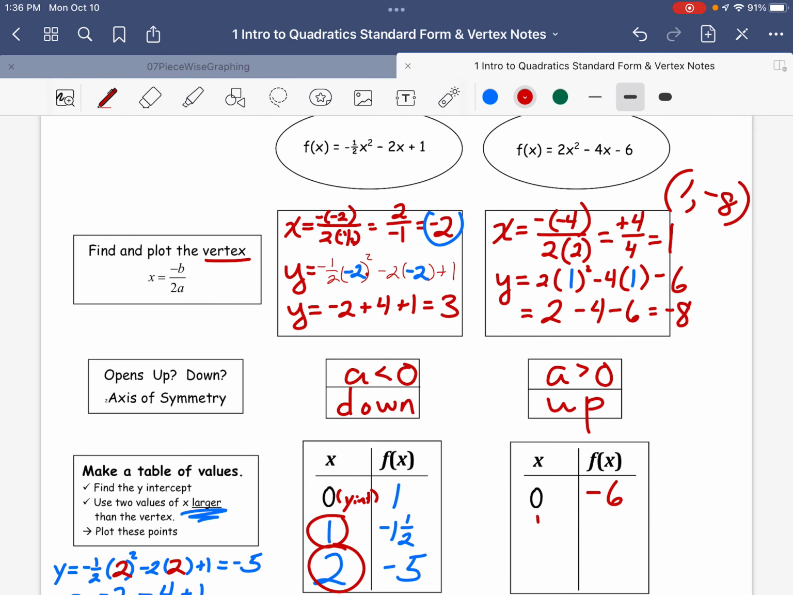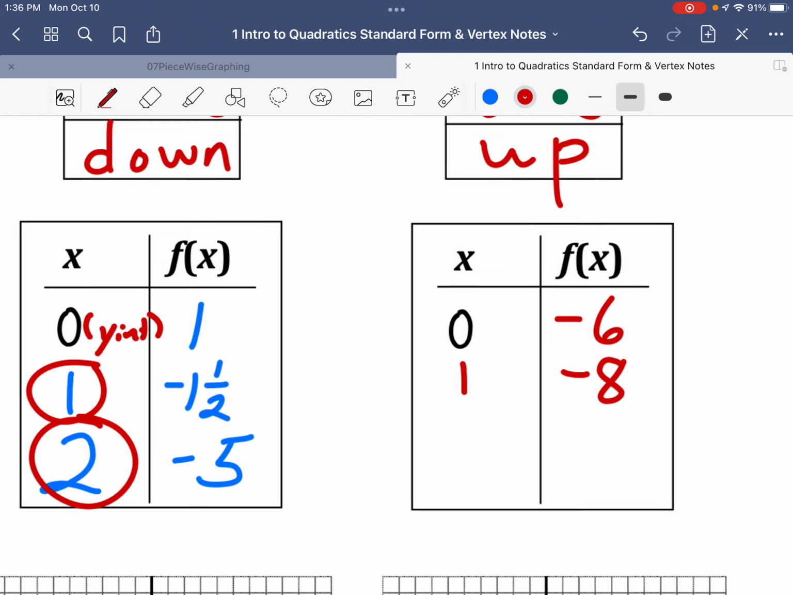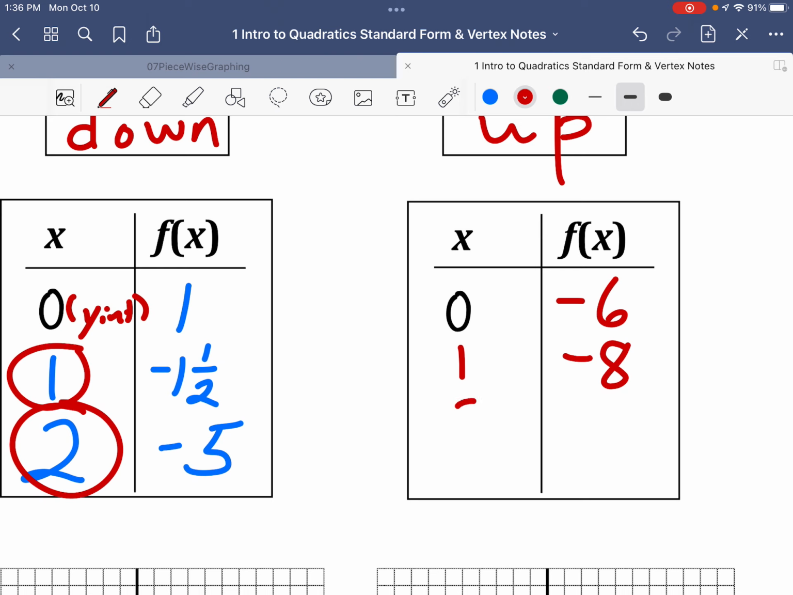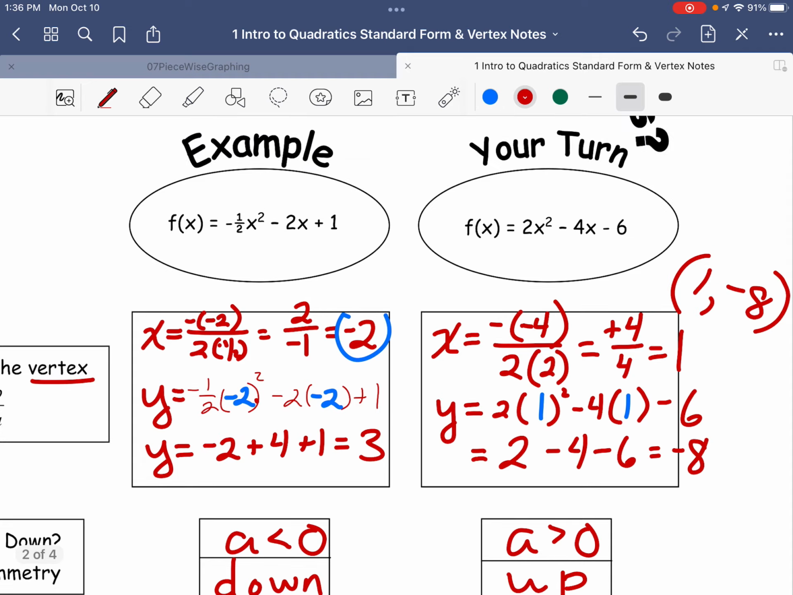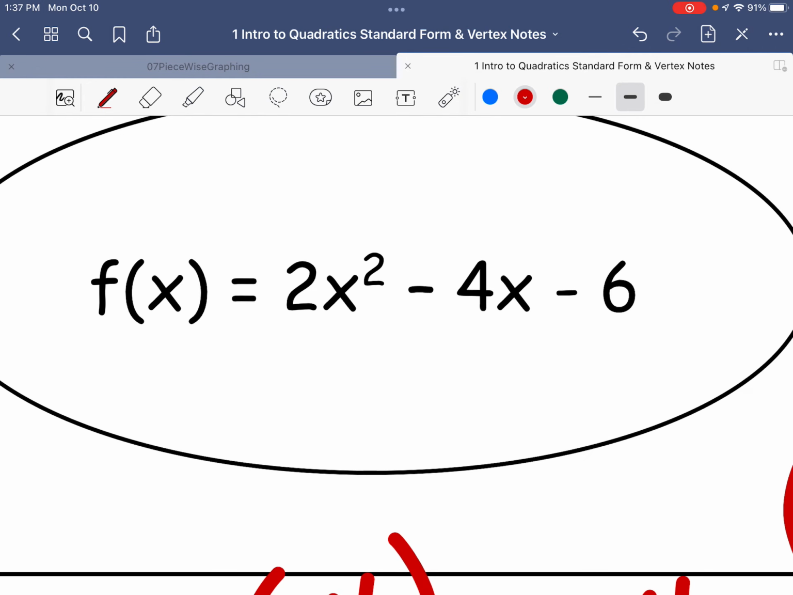Now remember, you want some points that are just greater than your vertex. As I mentioned in the previous problem, you can put the vertex in your table. That'll kind of help you to select some numbers that are greater than 1. Maybe you select like 2. Maybe you select like 3. When you select 2 and 3, you want to actually plug those back into the equation. Again, we're plugging them back into the actual equation here for x. So we can plug in 2, and then we're going to turn around and plug in 3.